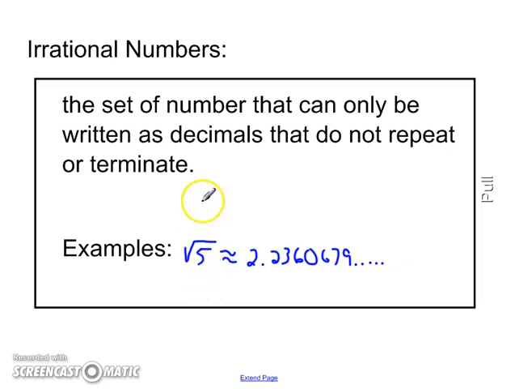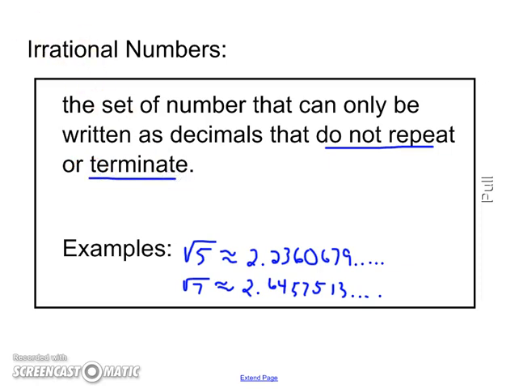Our numbers that repeat or terminate, we'll get to in a second. So this is an example. A lot of the square root numbers, like the square root of 7, are also irrational numbers. The square root of 7 is approximately 2.645751, and then again the calculator will cut it off at that point, but it goes on forever. So our sets of numbers that do not repeat or terminate fall into our irrational number set.